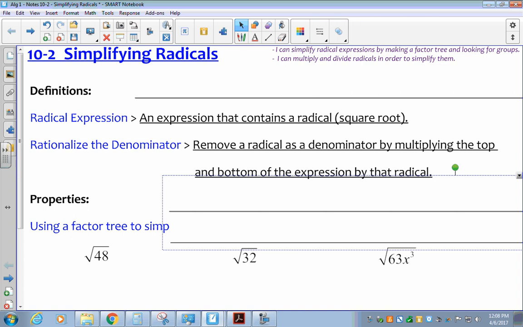Okay, so rationalizing the denominator is removing a radical from the denominator by multiplying the top and the bottom by that root. So if I have root 2 in the denominator, I'm going to multiply the top by root 2, and the bottom by root 2.